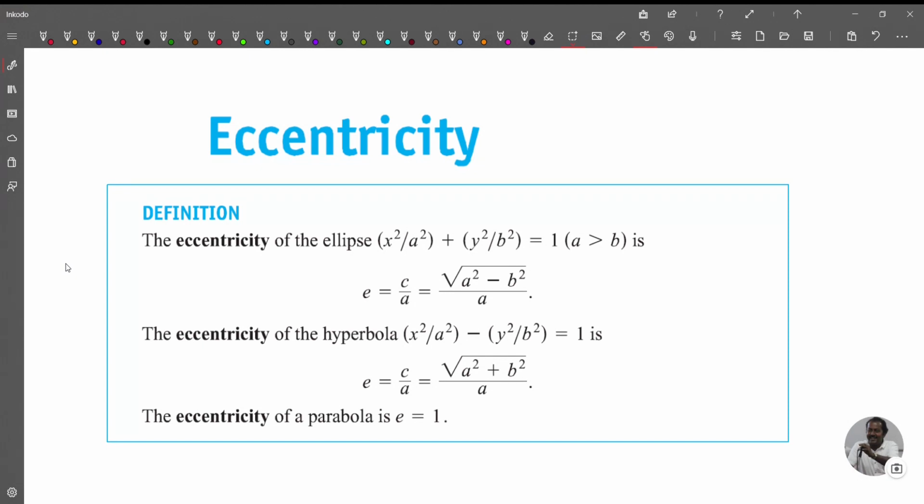The eccentricity of the hyperbola x square by a square minus y square by b square equal to 1 is e equal to again c by a, and you know c is root of a square plus b square in the case of hyperbola. Therefore eccentricity is root of a square plus b square by a. Eccentricity of a parabola is always 1. E is equal to 1.